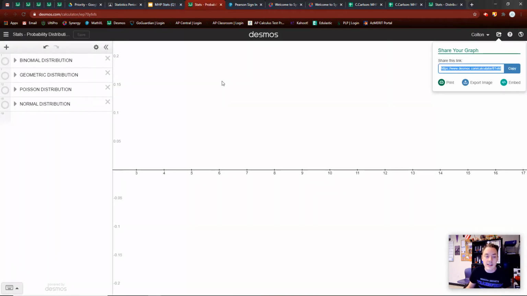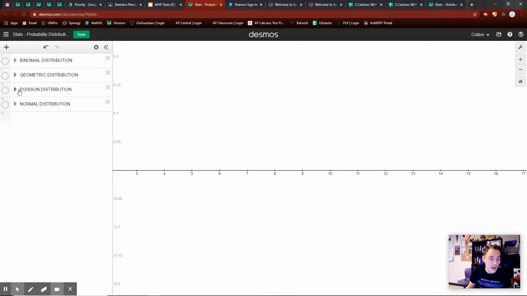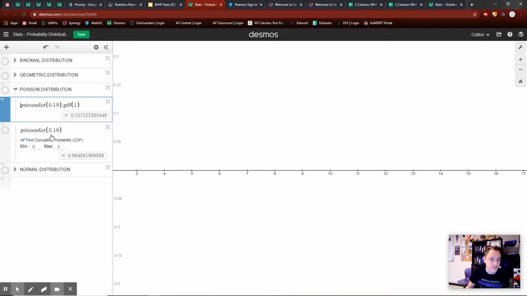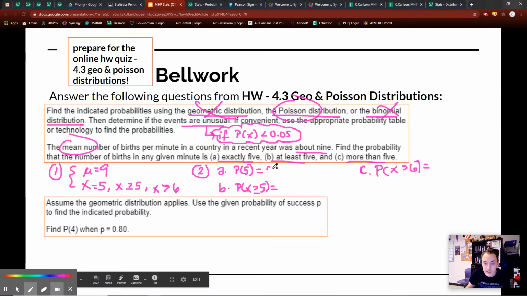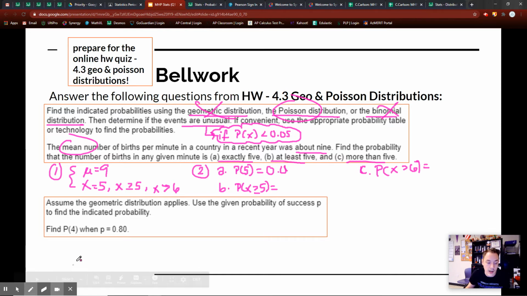So here are my distributions. I want to go to Poisson right here. Awesome. So I'm going to go to Poisson. Now, first of all, I want PDF. That's definitely not my mean that I want. My mean is 9, and then I want x at least 5. So boom, that is my answer, 0.019. So I'm going to go over here, and I'm going to type in 0.019, or at least write it.